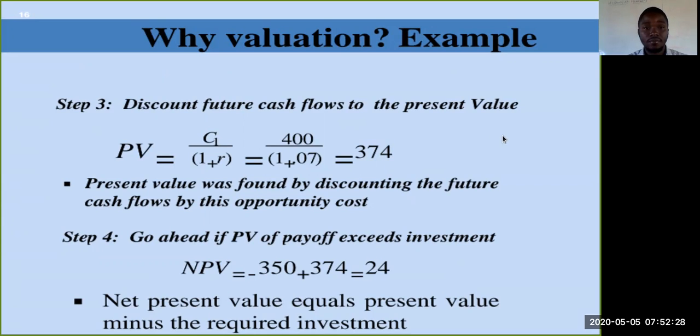Step number 3, discount future cash flows to the present value. So like I said, for you to compare two values or two figures, you have to make sure that they're in the same time period. So for present value, you have to make sure that the future cash flow is also discounted until you have it in present value. So we had 400 million kwacha. The formula for present value is PV equals C1 over 1 plus the interest rate.